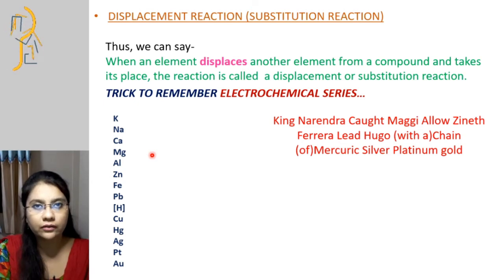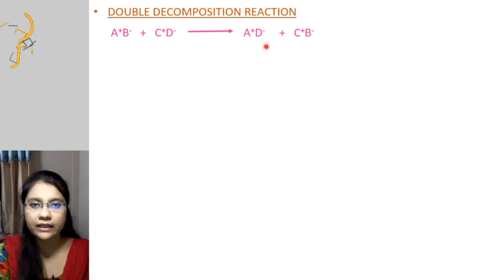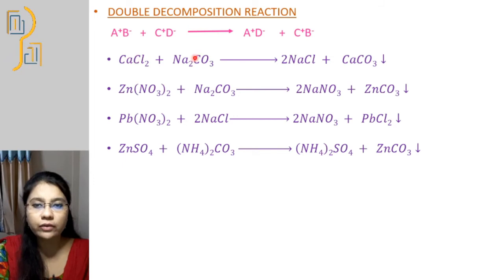The next is double decomposition reaction, which is represented by A+B- plus C+D- gives A+D- plus C+B-. Let's take some examples to understand this. Calcium chloride plus sodium carbonate gives sodium chloride and calcium carbonate. So here calcium is going with carbonate and sodium is going with chlorine. So there is a complete exchange of radicals.